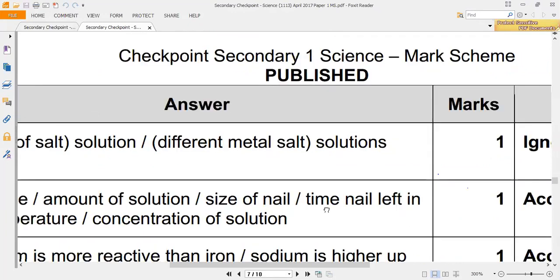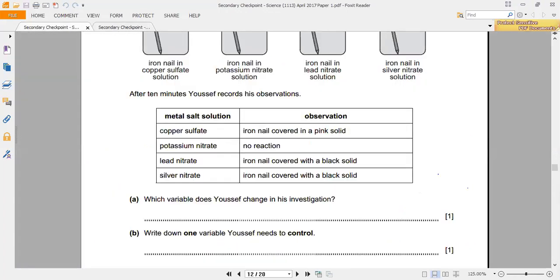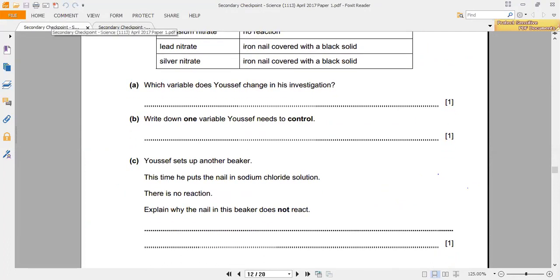If we are back to the questions, we have number C. Yusuf sets up another beaker. This time he puts the nail in sodium chloride solution. There is no reaction. Explain why the nail in this beaker does not react.